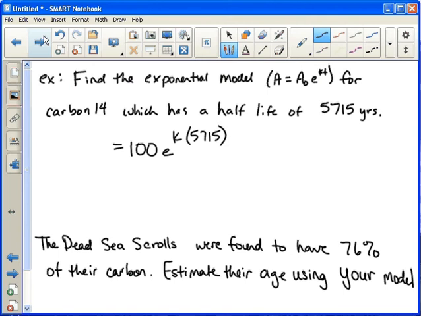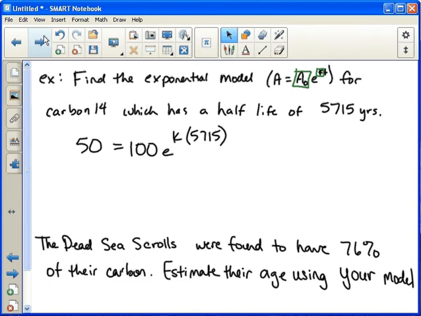And if you're not familiar with this, you haven't studied this in chemistry or earth science or anything like that, the idea behind a half-life is that that's the amount of time it takes for half of the material to decay or to dissipate. So that means after 5,715 years, the carbon-14 will be only 50% of what it was. It will be half of what it was. So I'm going to put 50 in for A. Because we're going for the same thing here. We've got to solve for A naught and K so we can actually write our equation like it should be. So now we'll divide both sides by 100.